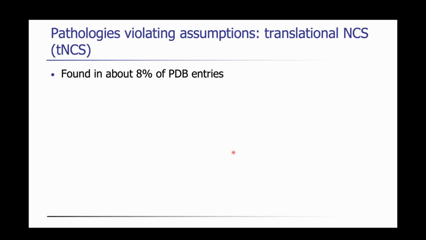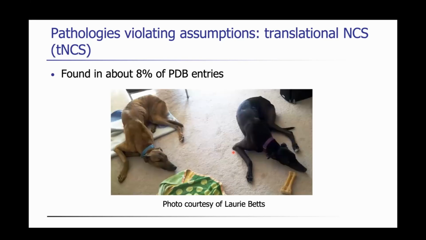Okay. So we accounted for some of these things. And then what we found was that all of the questions we were getting from people were, they'd send us data and we'd look at it and say, oh, this has translational non-crystallographic symmetry. That's the problem. We couldn't deal with that. It's found in, I don't know if it's more now, but at the time it was 8% of PDB entries. And there was a wonderful picture posted on the CCP4 bulletin board by Laurie Betts to explain what translational non-crystallographic symmetry is.